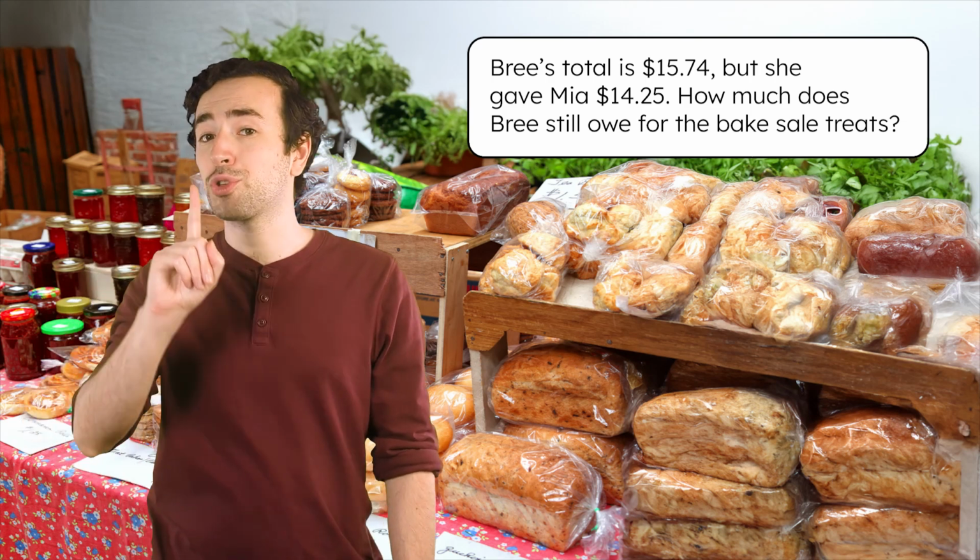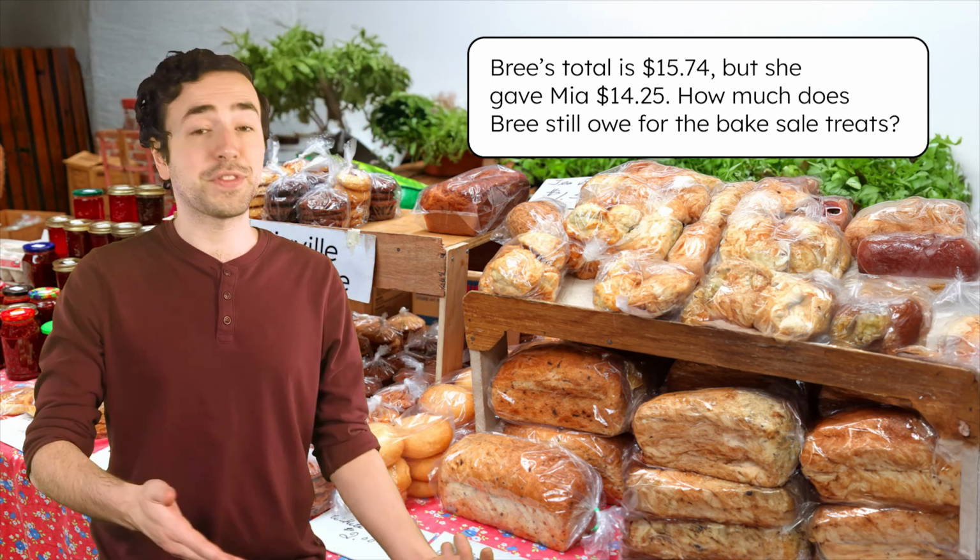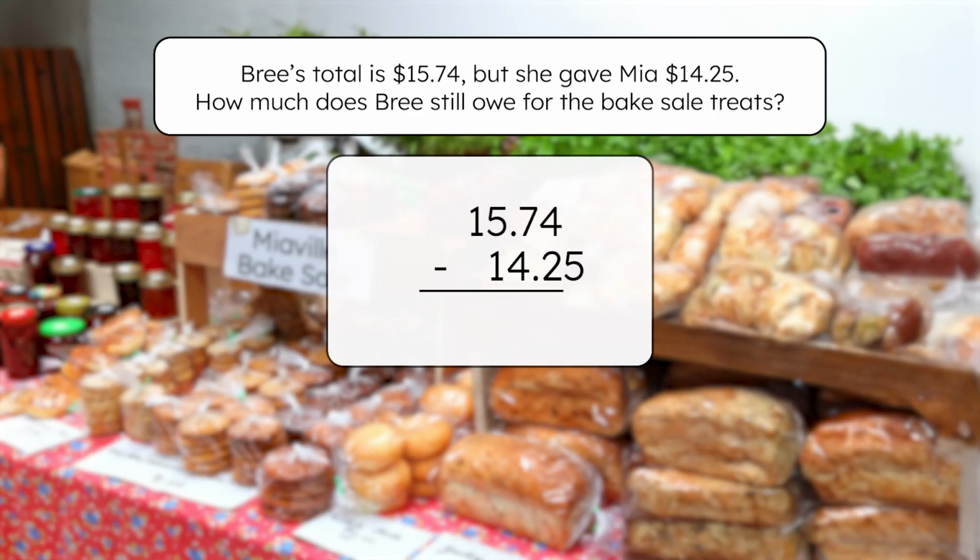We'll need to subtract to figure out the difference between $14.25 and $15.74. Check it out! Mia's already set up the subtraction problem. Thanks, Mia. What do you notice about her work? Ah, yes, her numbers aren't lined up correctly. Remember, we need to line up the place values and decimal points correctly before we subtract. Tens with tens, ones with ones, and so on.